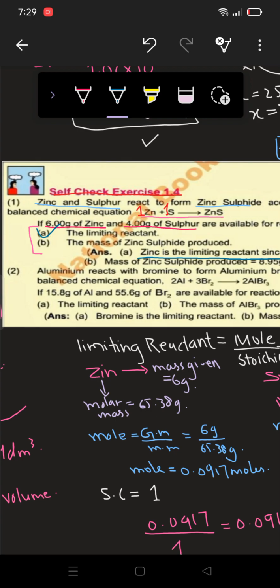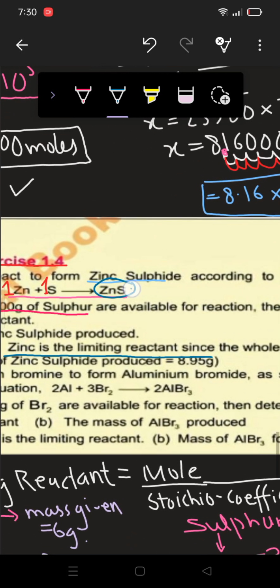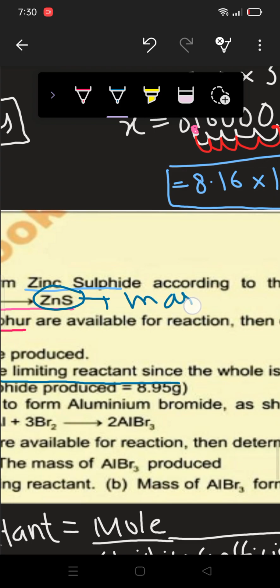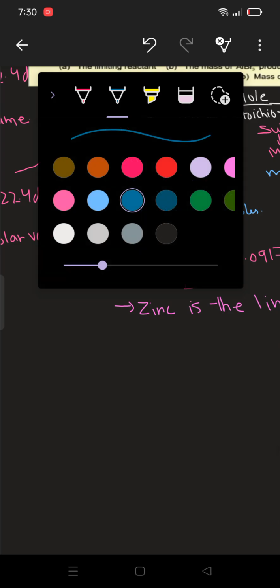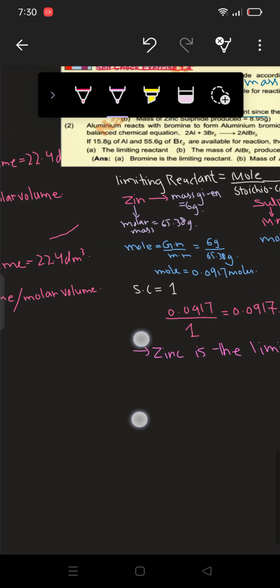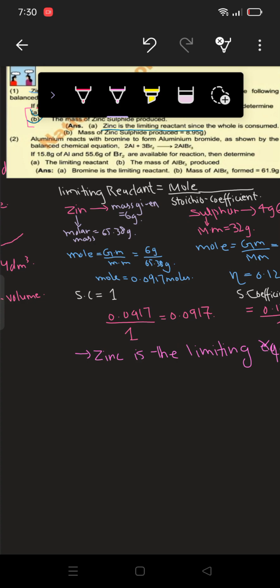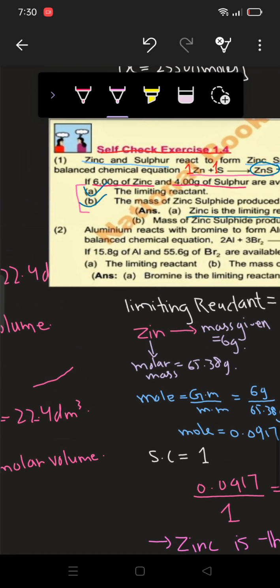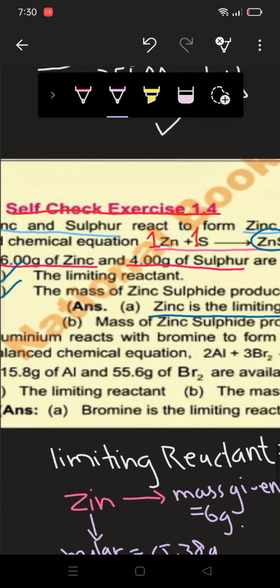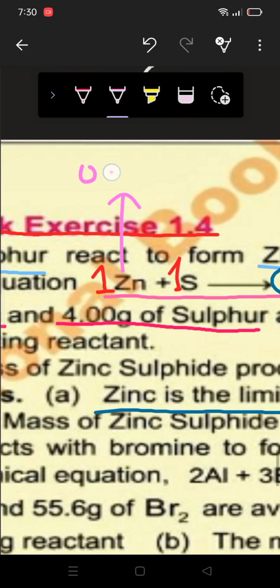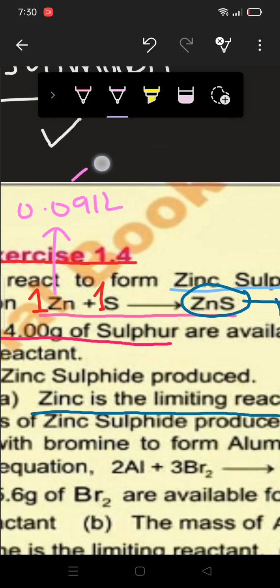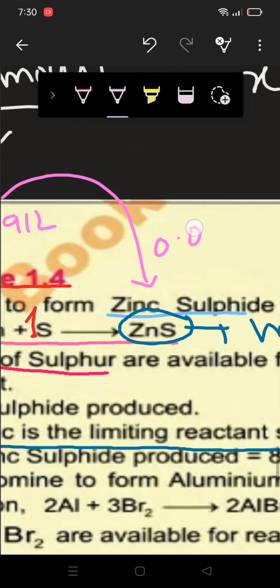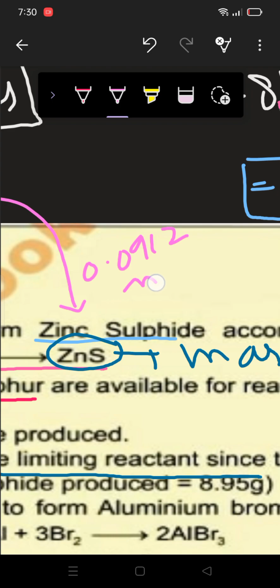Now we need to find the mass of the zinc sulfide produced. Now we need to find the mass of it, right? To find the mass of it, we know the molar mass of it, right? Initially we need to find the moles of it. So the zinc moles we calculated was equal to 0.0912, right? So if there is 1 mole of it, it is going to produce 0.0912 moles of it as well, right?